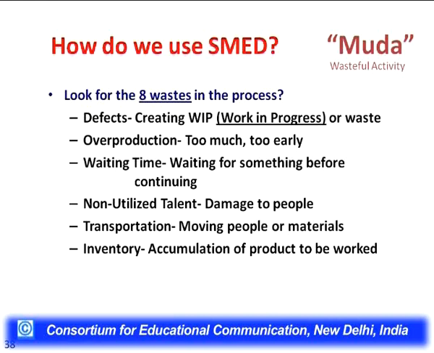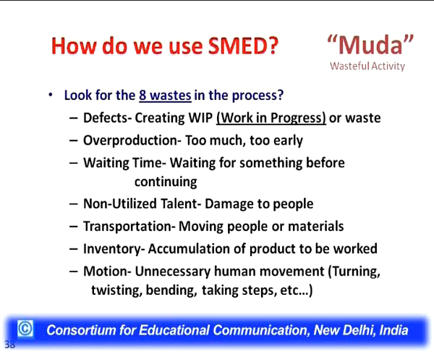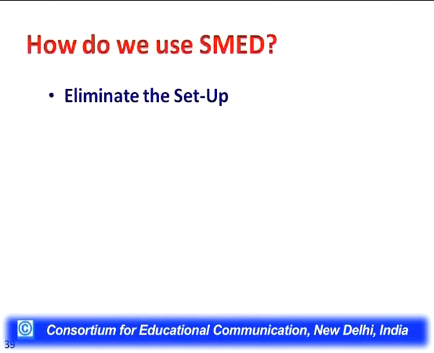We have talked about 6 wastes. The 7th is motion, unnecessary human movement, turning, twisting, bending, taking steps, etc. We have to take care of this waste also. And extra processing, non-value added to the process, this is the last waste. We have to take care of all the wastes in the setting up process.